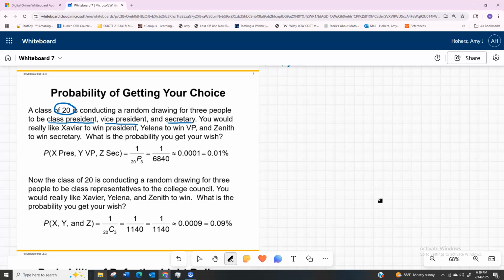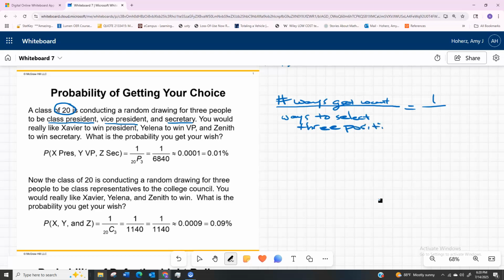Well, the number of ways to get what you want is just 1. Okay, there's only one way to get what you want. You want specifically Xavier to win president, Yelena to win vice president, and Zenith to win secretary. There's only one way for that to happen. But how many ways are there to select those 3 positions?